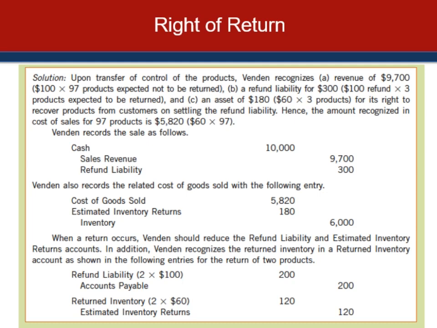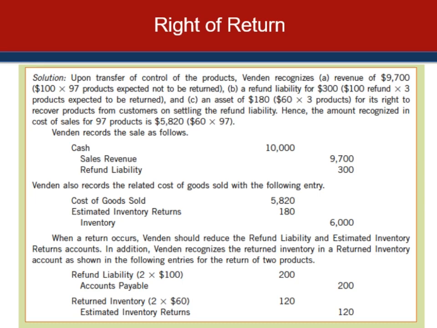So if they actually do receive a return, they would reduce the refund liability, and the estimated inventory returns account would be reduced, and they would recognize the returned inventory in a separate account, separate from the regular inventory. So returned inventory would be managed separately, and the entries are shown there. The refund liability, if they receive 2 back, would be $200, and their accounts payable would be $200, so they would owe them $200 refund on their $10,000 cash which they received in the past. Their returned inventory would be shown as $120, and their estimated inventory returns will go down to $120.